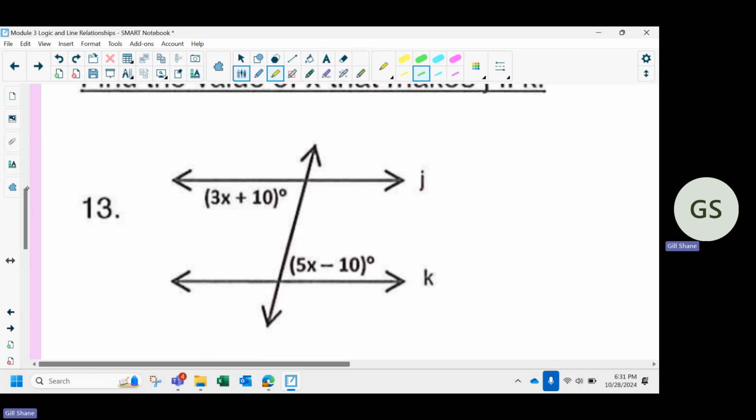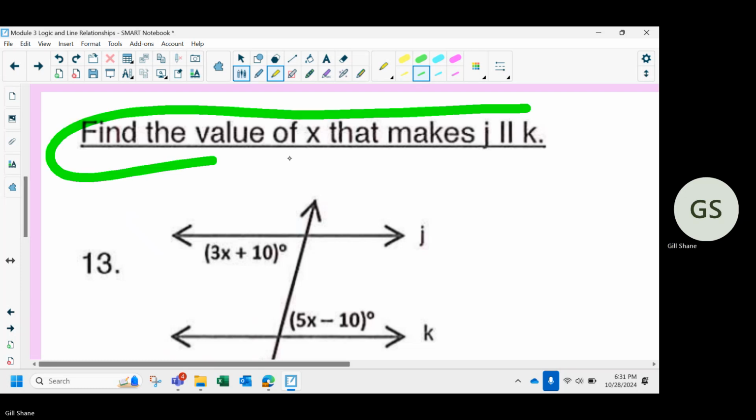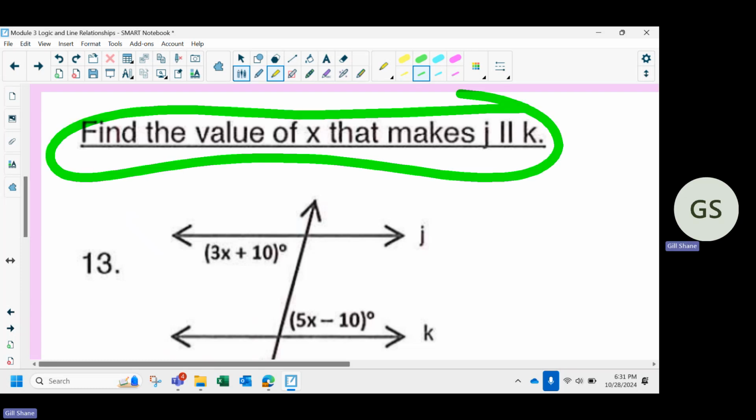Oh, really quickly, this is the language that I told you about in class one time. It's kind of weird language. It says find the value of x that makes j parallel to k. This means parallel if you didn't remember. That just means solve for x, assuming that the two lines are parallel, that j and k are parallel. That's all that wording means. So just assume they're parallel and solve for x if you see wording like that.